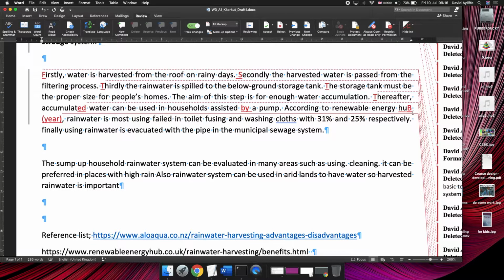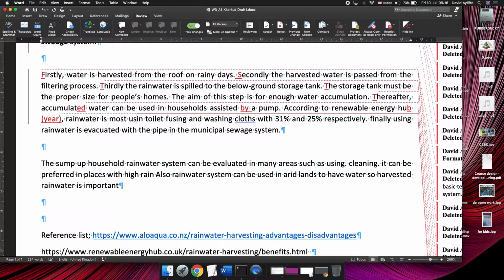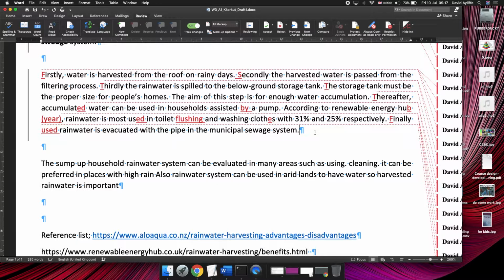And we need a year here. What year is this citation? Rainwater is most using failed. Is most using failed. Is most used in toilet flushing, and washing clothes. Finally, using rainwater is evacuated with the pipe. Used rainwater is evacuated. Okay, good, yeah.